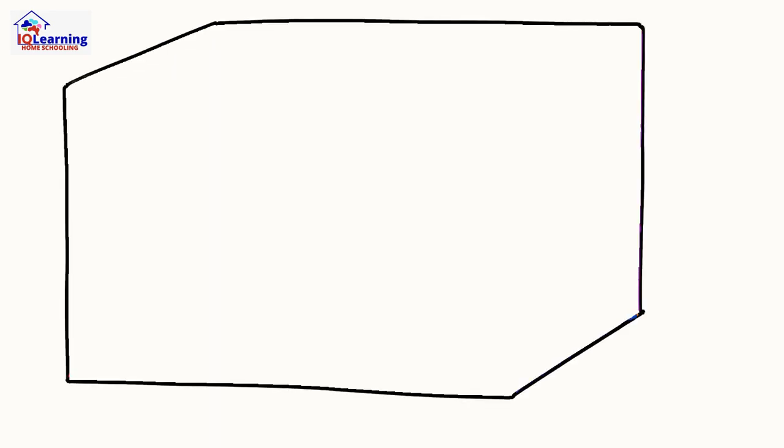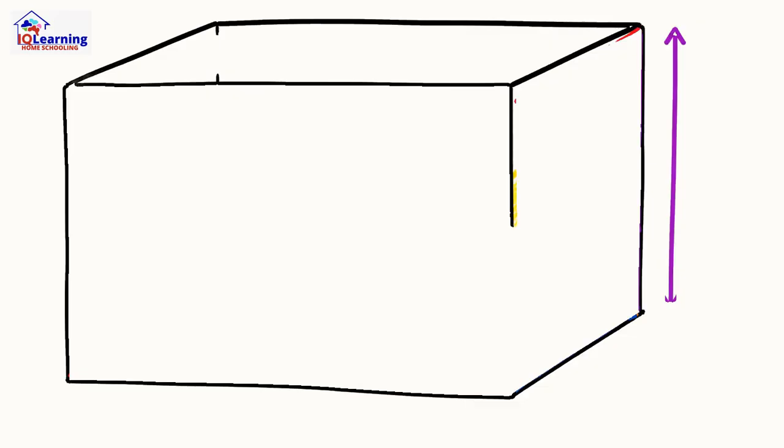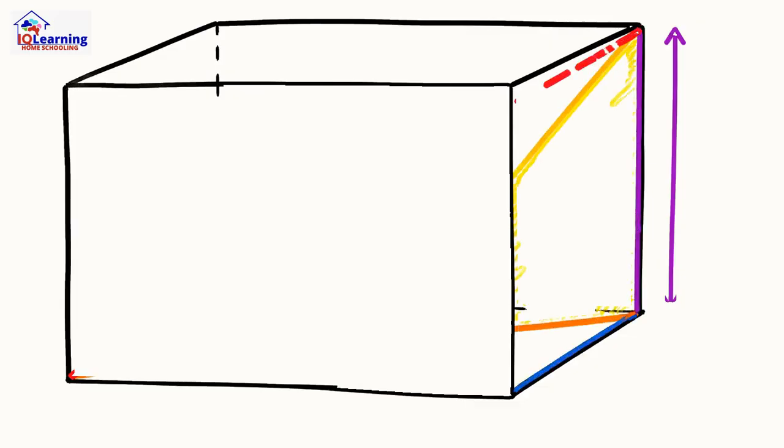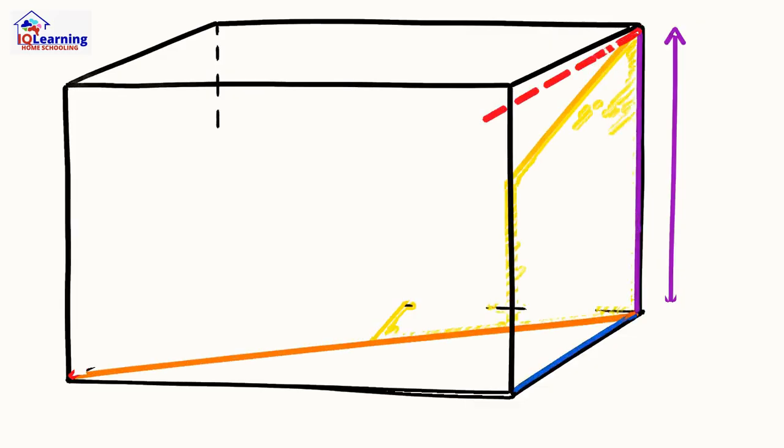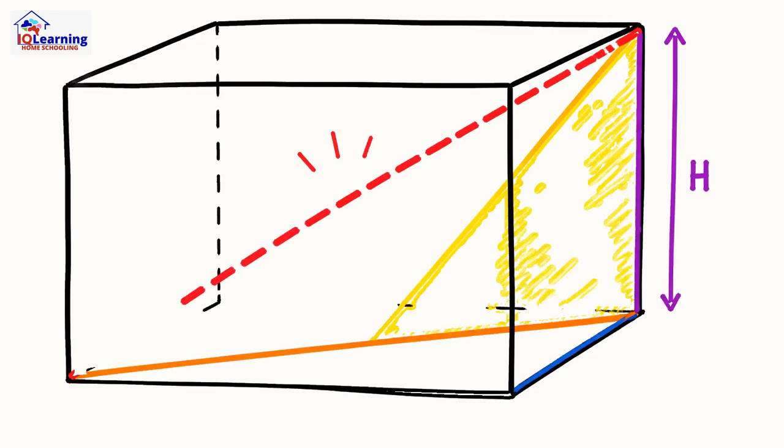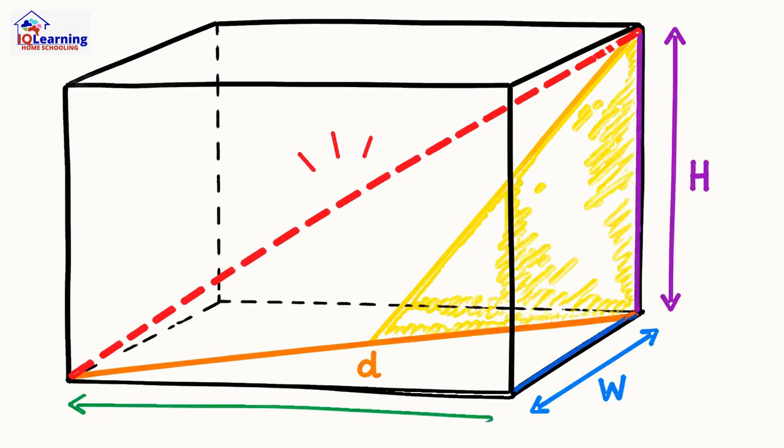Imagine that floor diagonal is now the base of a new vertical triangle. Its other side is the height of the box. The hypotenuse of this triangle is the magic number, the longest possible line through the space inside.